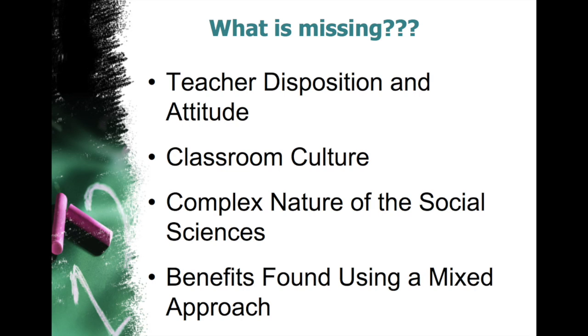The next problem is the complex nature of social sciences. We have classes that are more math-based. We have classes that are dealing with giving speeches in public. We are dealing with policy. We're dealing with a lot of different classes in the social sciences, and this research really didn't take into account all the different things that we have to teach.